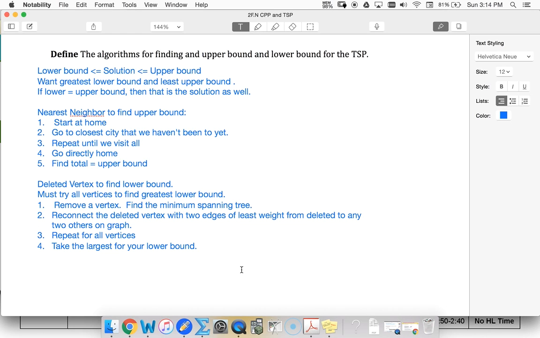All right, in the next video, we're going to look at an example of using these two algorithms on a problem.